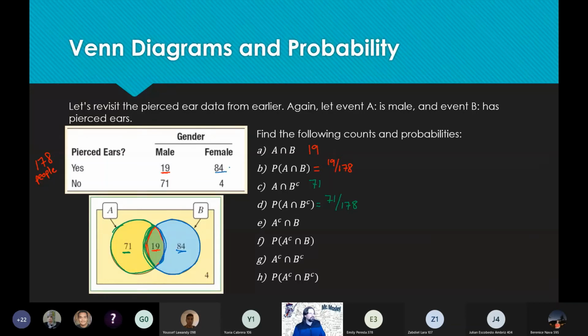The 84 that is not in A, so it is female. I'm sorry, what is A? A was being male, so A complement is being female, and event B is pierced ears. So female and pierced ears, that's the only one that works. Okay, so we have 84. So our probability is 84 out of 178.